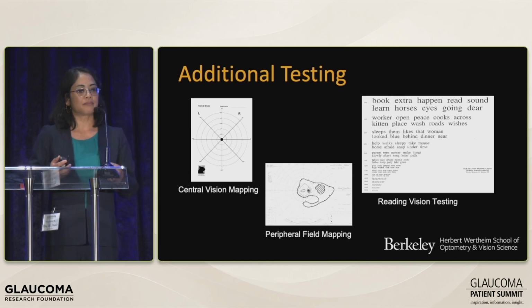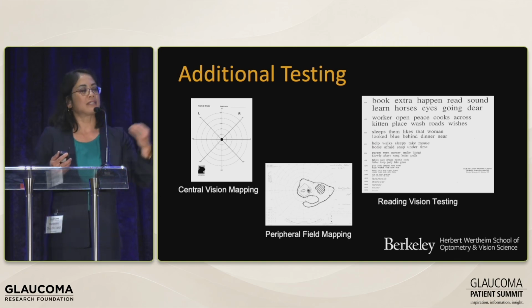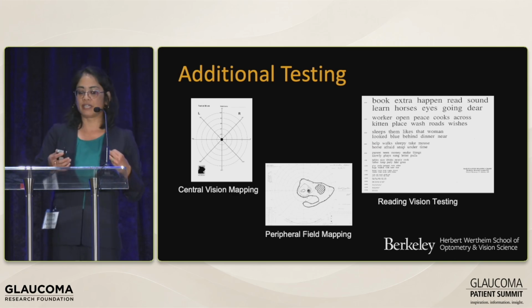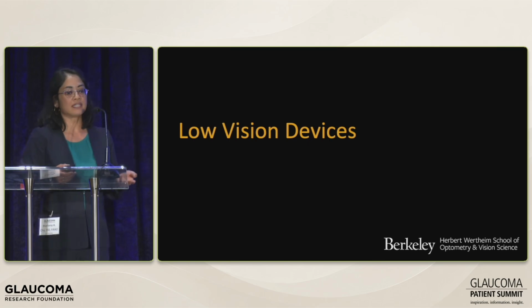We will also map out peripheral vision, which is, of course, very important in glaucoma, and we also do a reading assessment. Now, based on all of these measurements, all of this data we have, is lighting important? What level of magnification do we need? We can now look at low vision devices.